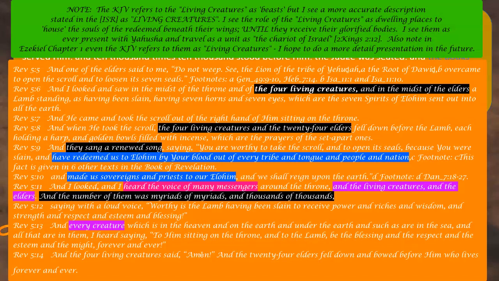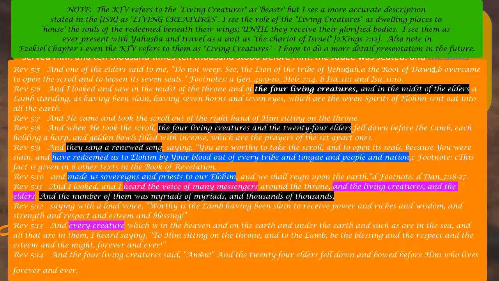Thou hast redeemed us to Elohim by thy blood out of, and now they're telling us more about who they are, who the 4 living creatures are, and the 24 elders, has redeemed us to Elohim by thy blood out of every kindred and tongue and people and nation. These are those redeemed souls that were washed by the blood of the Lamb, and has made us unto our Elohim kings and priests, and we shall reign on the earth.